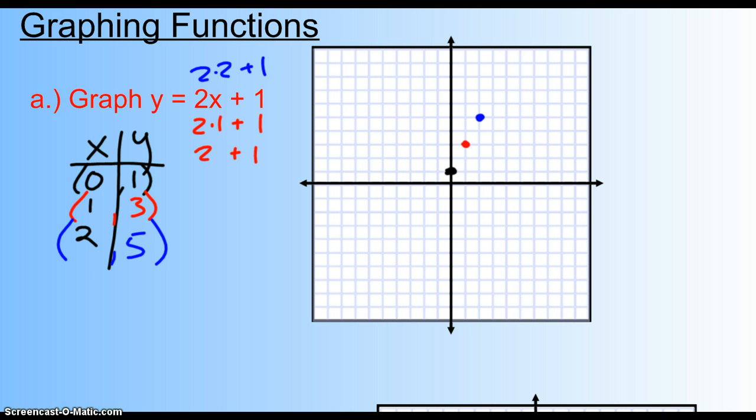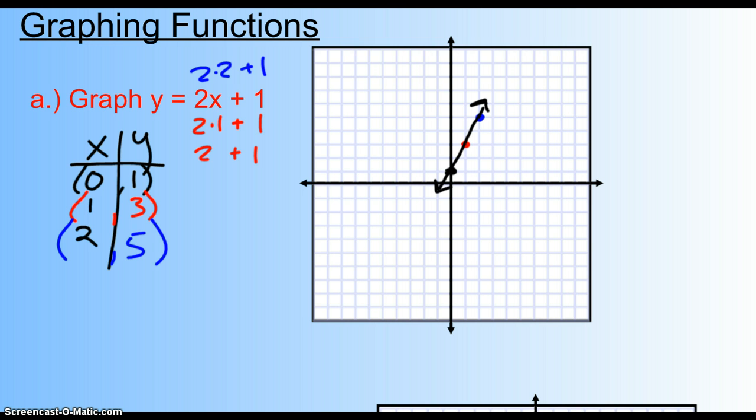Now this pattern will continue forever in both directions. We have to remember too that I could have put in any x value that I wanted to. Any possible real number. Fractions, decimals, anything. So we can connect these dots and we can see that this forms a consistent pattern. And this will continue downwards and upwards forever. And there we go, we have a graph of that line.